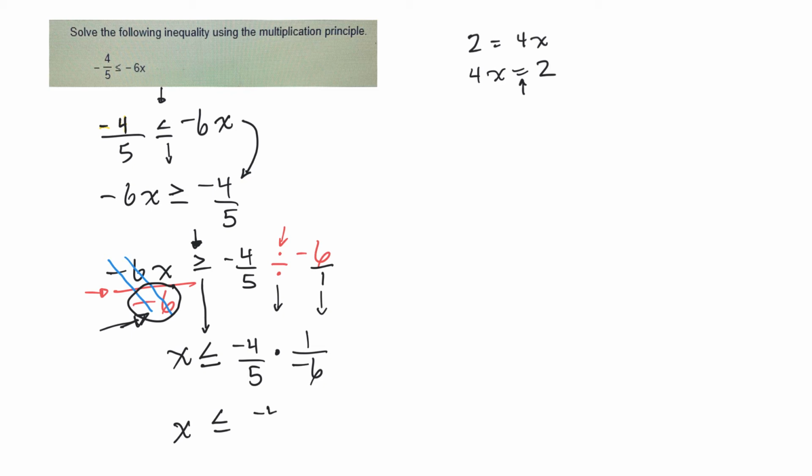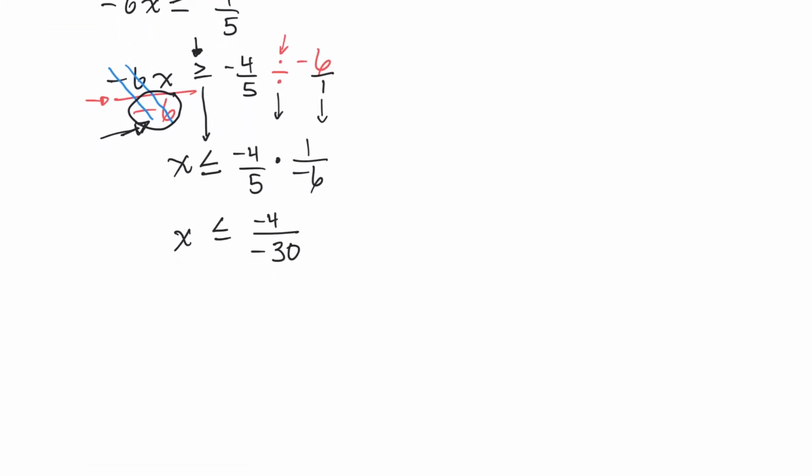I think so. So now x is less than or equal to, if I multiply, minus 4 times 1 is minus 4, and 5 times a minus 6 is a minus 30. Let's do some more simplifying. The two negatives will cancel, so I get x is less than or equal to 4 over 30. But I can divide 2 into each of those. Dividing 2 into the 4 gives me 2, and dividing 2 into the 30 gives me 15. All right, hopefully that helps solve that question.